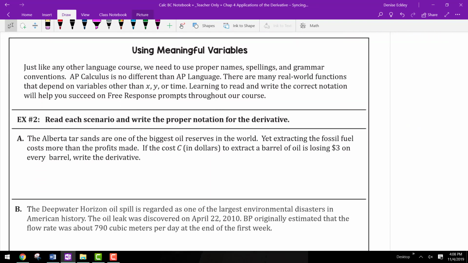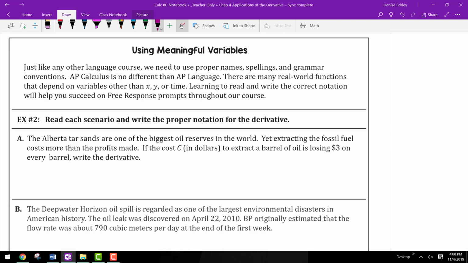All right, using meaningful variables. Just like any other language course, we need to use proper names, spellings, and grammar. AP Calculus is no different than an AP language course. So you want to make sure that whenever you're writing a function and you're labeling it, you should use good, meaningful letters to label it. There are many real-world functions that depend on variables other than x, y, or time. So learning to read and write these will help you really succeed on the free response questions in our course.